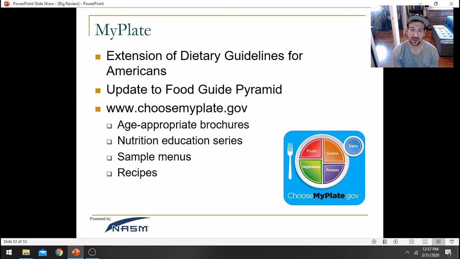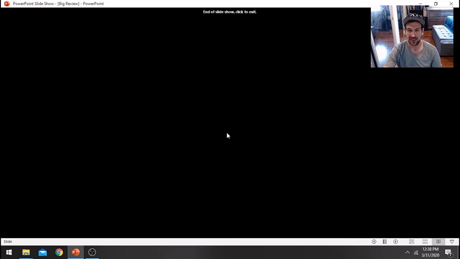One of the other tools that we have at our disposal is MyPlate, right? This is going to be general dietary guidelines that we should follow. Half of the plate is going to be made up of fruits and vegetables, with the other half being evenly divided between whole grains and lean proteins, with a little bit of dairy there as well. You can learn more about that at choosemyplate.gov.